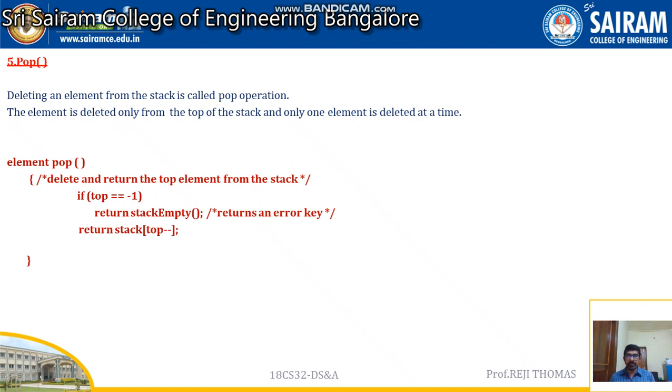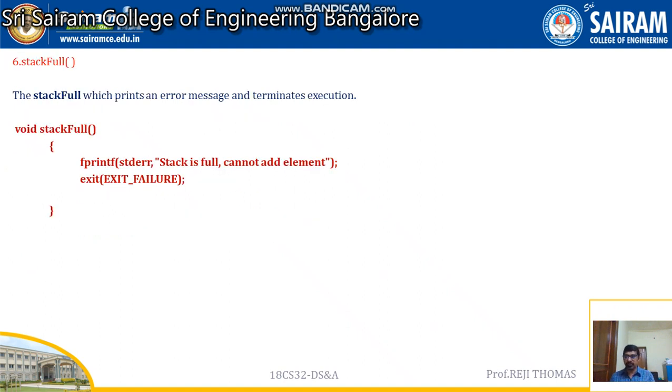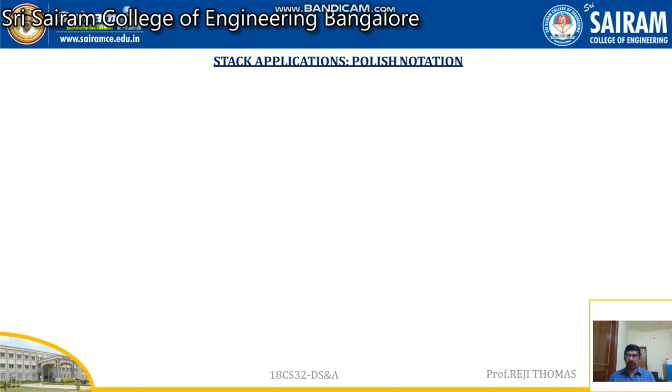The moment you find top is equal to minus 1, call the function called stack empty, otherwise return the element at the top of the stack and decrement your top by 1. And there is a function for when the stack is full, which is going to print a message, which can be printed on the screen, on the console, or you can print this message to a file, and exit, right? So this is about stack operations. In the next video we are going to see what the applications for this are.